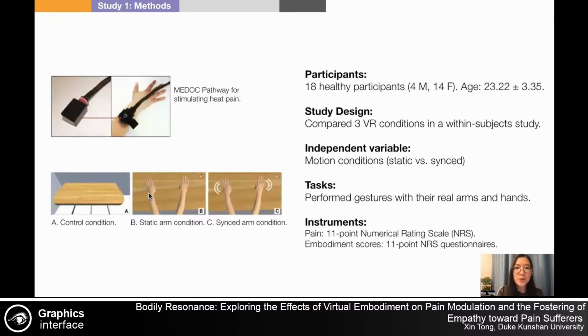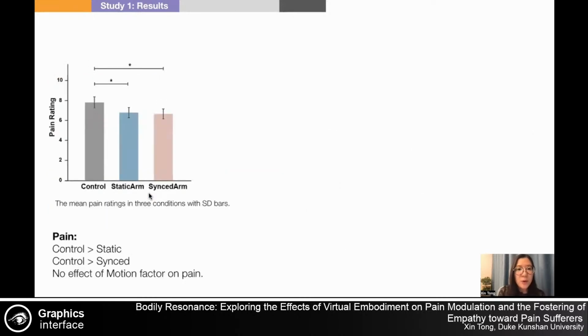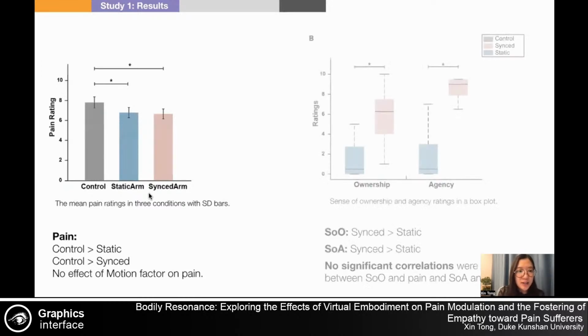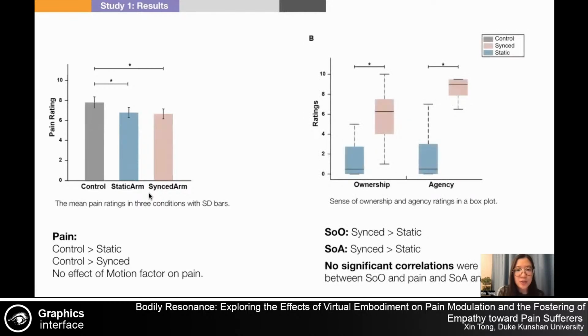In study 1, I recruited 18 healthy participants in a within subjects study. All participants saw 3 visual conditions in VR: a control condition with no virtual body, a static arm condition where participants saw motionless arms, and a synced arm condition where arms move synchronously with the real ones. Both the static and synced conditions had significantly lower pain ratings than the control condition. However, there is no significant difference between the static and the synced condition.